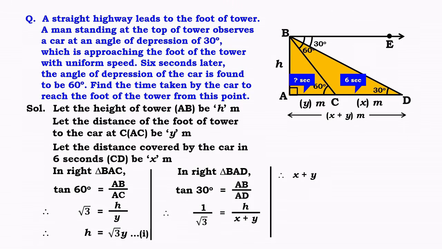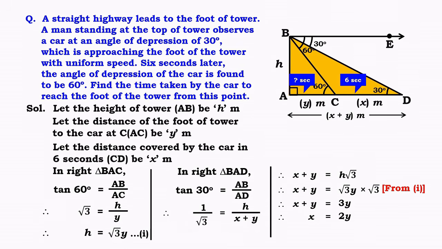Rearranging, x plus y is equal to h multiplied by root 3. From our first equation, h is equal to root 3 multiplied by y. Therefore, x plus y is equal to root 3 multiplied by y multiplied by root 3. Since root 3 multiplied by root 3 is 3, x plus y is equal to 3y. Therefore, x is equal to 2y. This is our second equation.